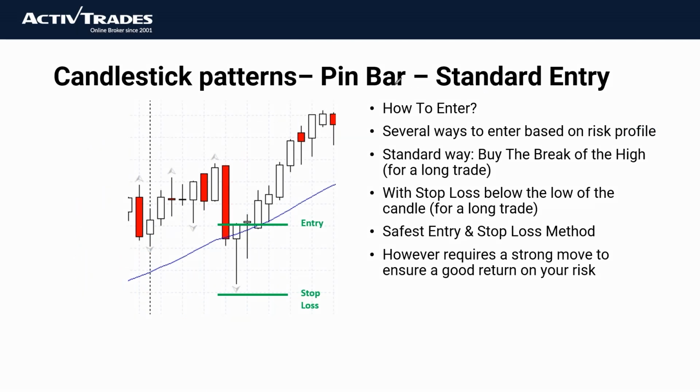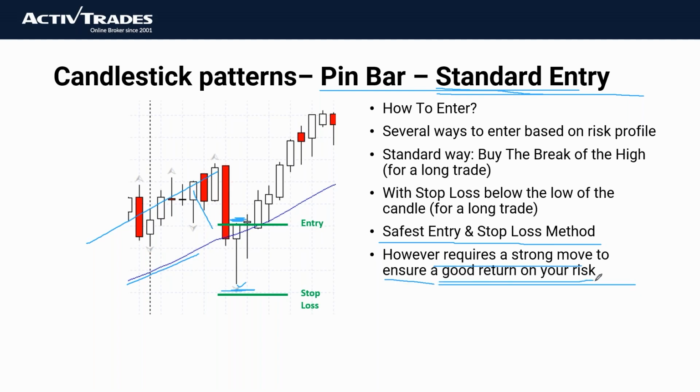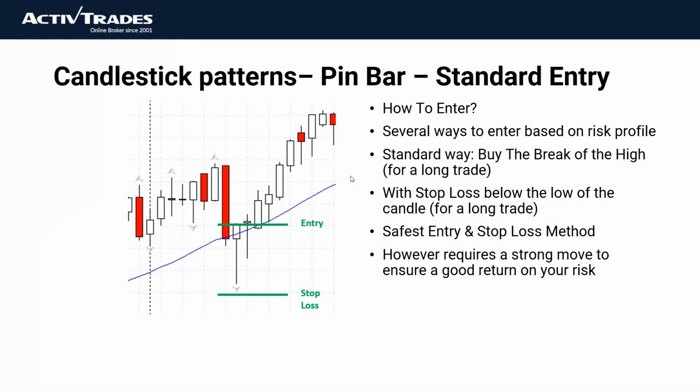Now, normally, the standard entry, and let me tell you, there's nothing wrong with the standard entry whatsoever. If you've identified an uptrend, pullback, hit support, pin bar, confluence of events, you would normally have your entry on a break of the pin bar, with your stop loss beneath the low of the candle. That's the safest entry and stop loss method, but you require a very strong move to ensure a good return on your risk. That's what I would talk about in terms of a good, symmetric reward to your risk. There is nothing wrong with trading that way.